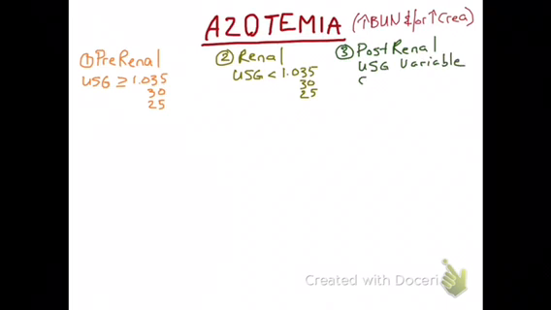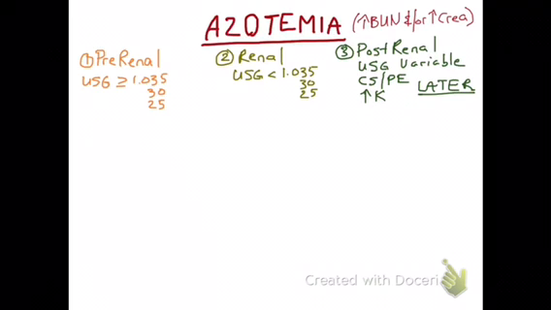Post-renal azotemia is not defined by the urine-specific gravity. The urine-specific gravity can be variable, so we need to look at the clinical signs of the patient, our physical exam findings, and there may or may not be a hyperkalemia. And I'll talk more about post-renal azotemia in a later lecture.